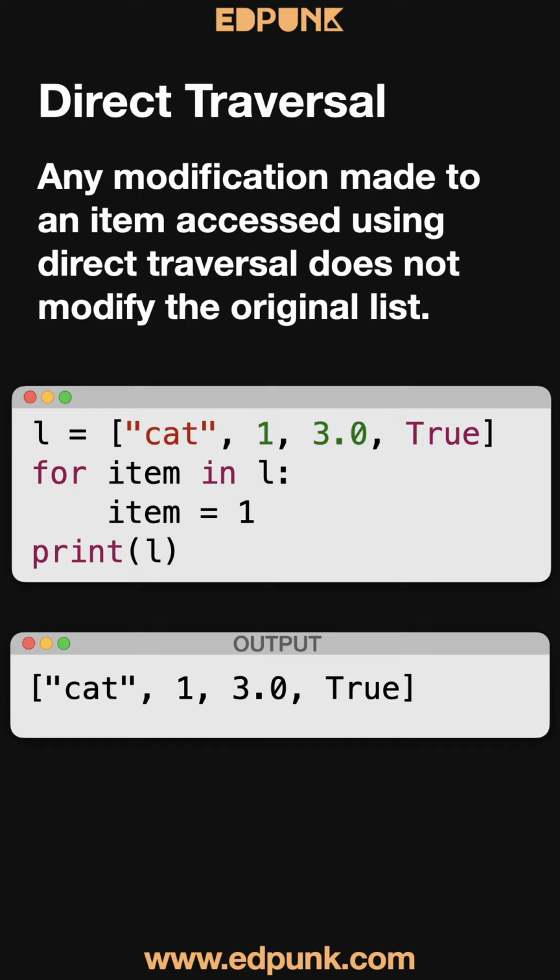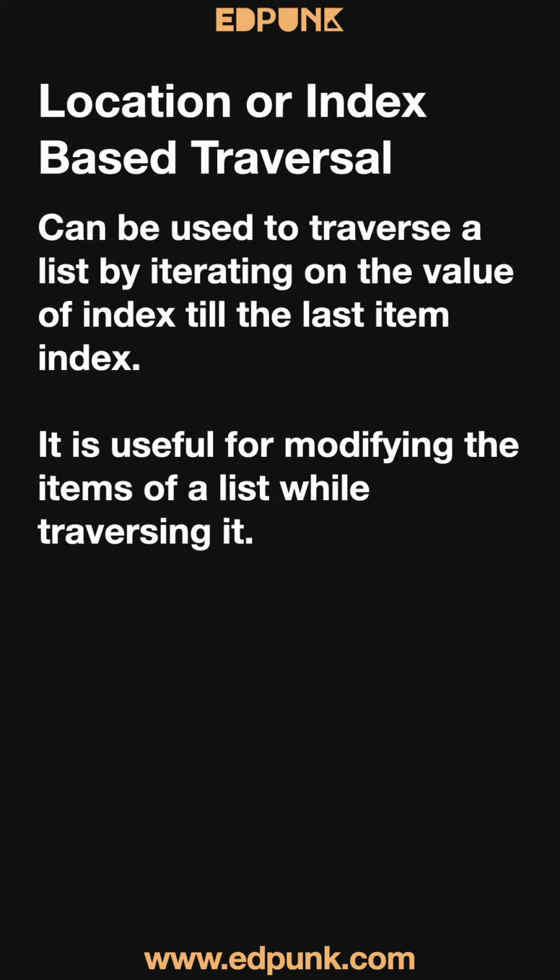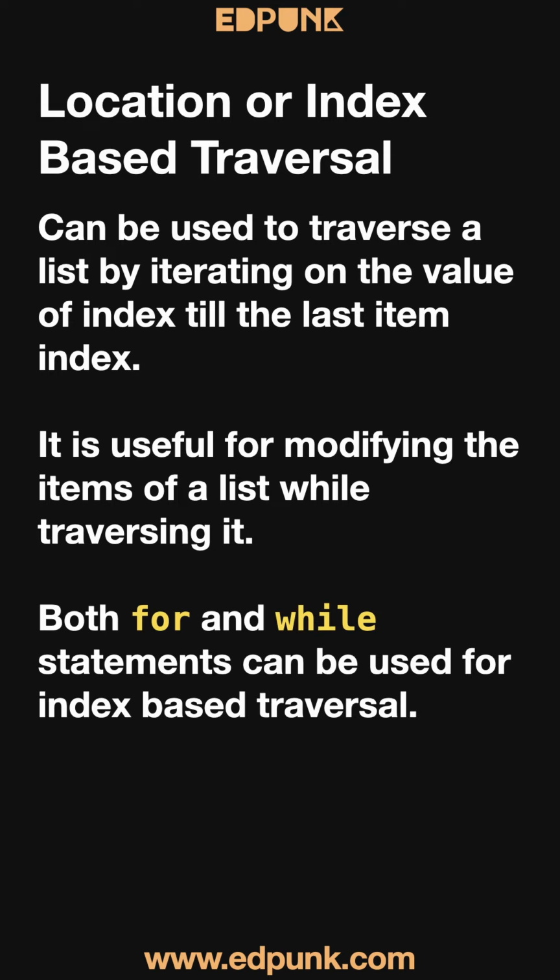We can address this issue using the next type of traversal, which is location based or index based traversal, in which we increment the value of index starting from 0 as long as it is lesser than the length of the list. This index value can be used to access the item at that index in a list using the index operator. Also, an item at any index accessed using this method while traversal can be modified. Either for or while statement can be used for index based traversal.